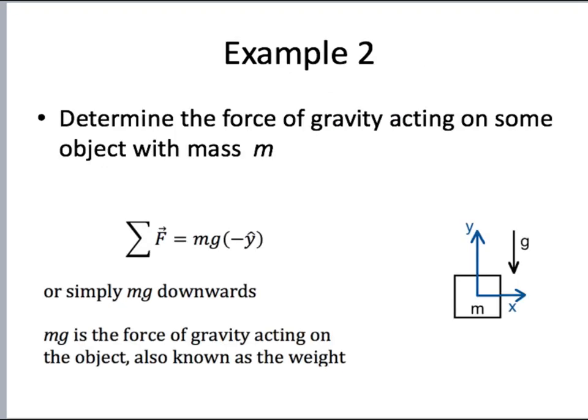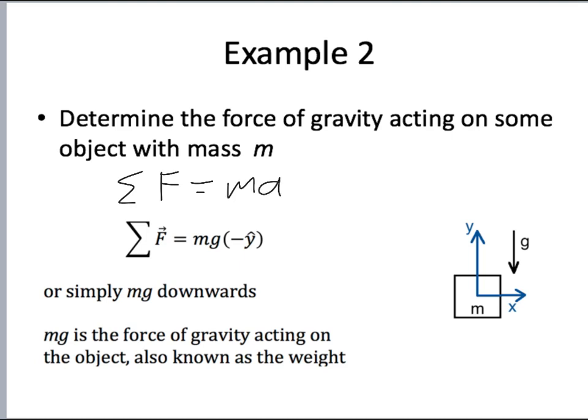Let's look at the force of gravity acting on some object m. So this could be an object that's sitting on a table. It could be an object that's dropped out of an airplane and that's falling. But regardless, the acceleration due to gravity is always g. So if this guy is released and able to move freely, it's going to accelerate with an acceleration of g. And so the sum of the forces is equal to ma.